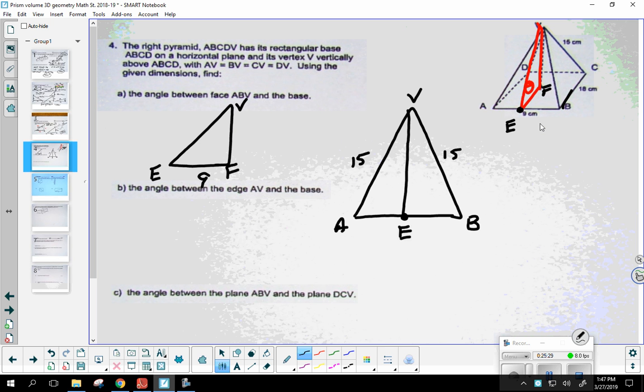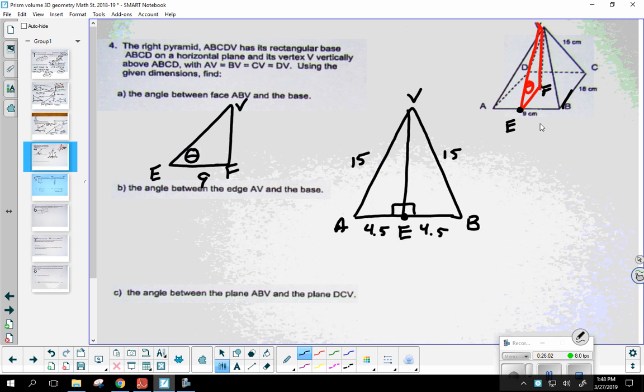That would be 4.5. So this is 4.5. This is 4.5. And see, that would be two right triangles. So see, I can go ahead and work backwards. I can figure out what the slant height is, VE, put that over here, and then I can use trig to figure out what the angle is between the face ABV and the base of the pyramid. Does everybody see where I'm going with it? Okay. Any questions about the game plan?